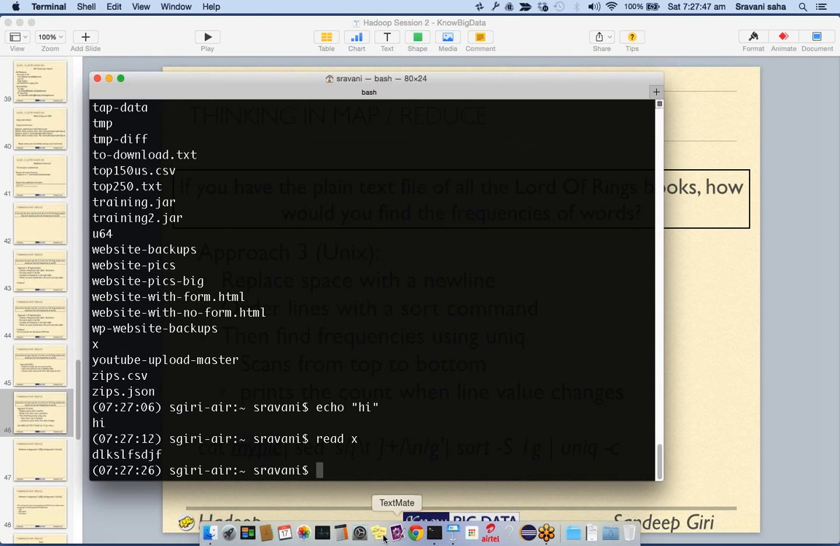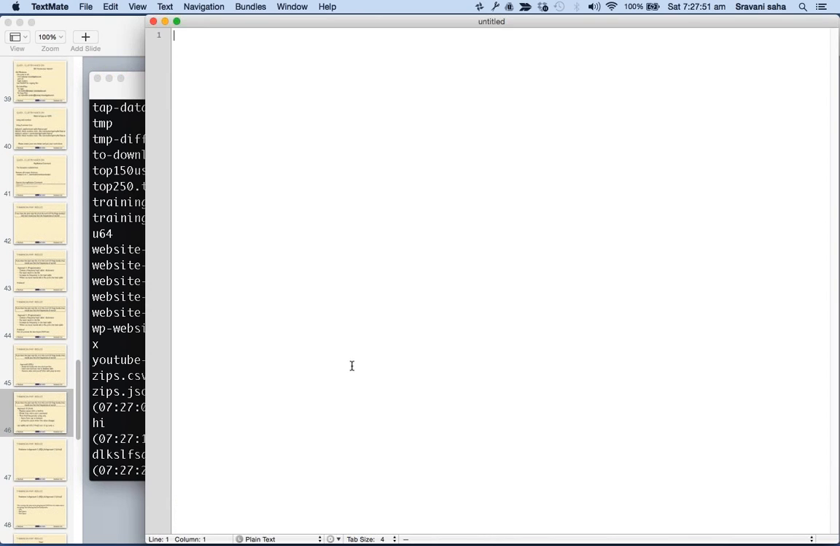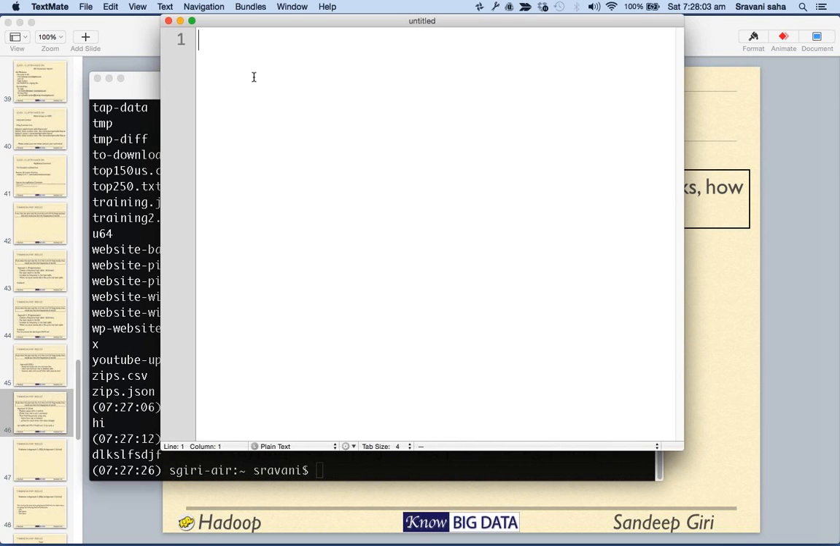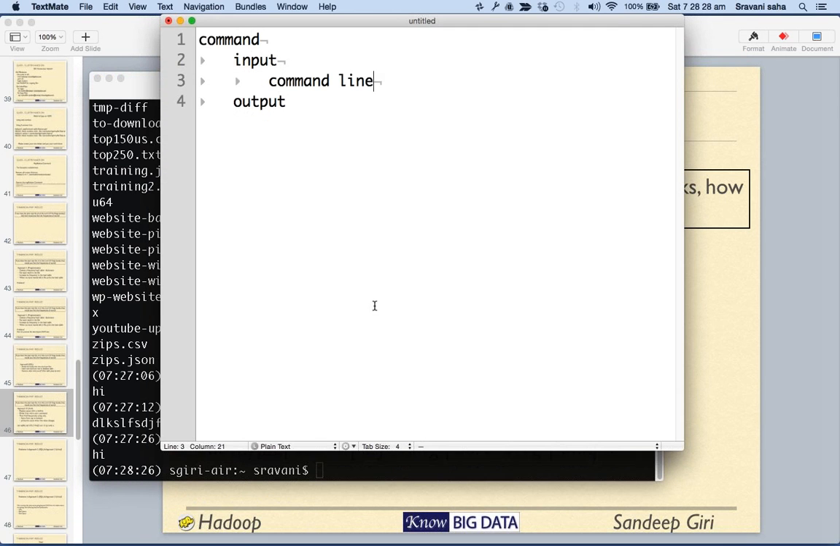Now let me open a text editor also. So we have each command. Command has input and command gives output, correct? And input can be from command line argument, such as when we said echo hi. Hi is the command line argument. And standard input. Standard input is when you type. Output is to the screen. Output could also be to a file and elsewhere.